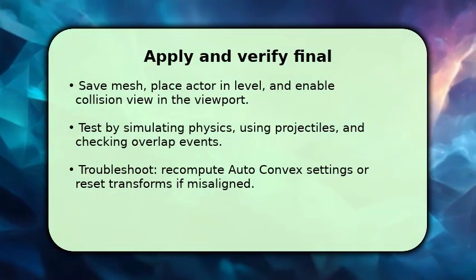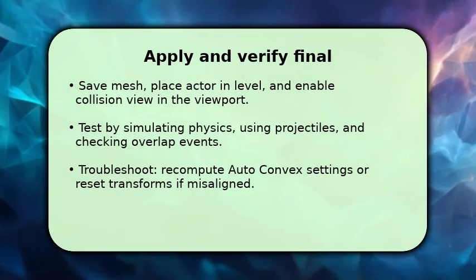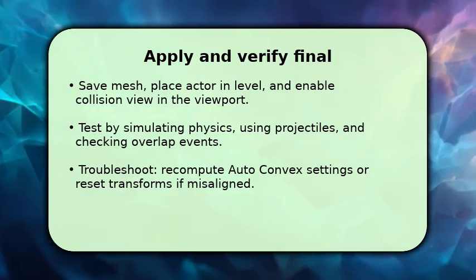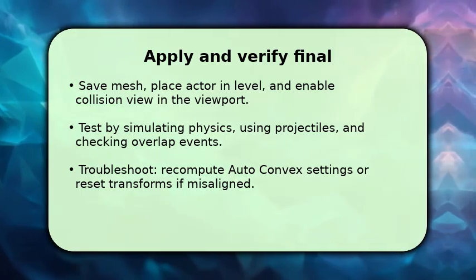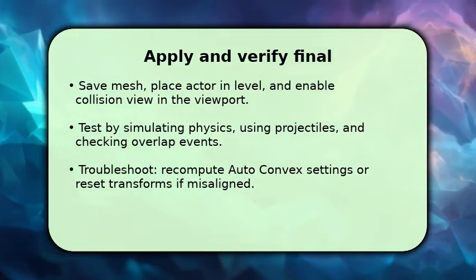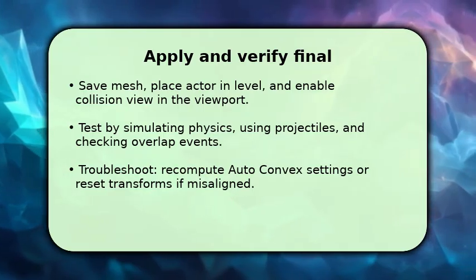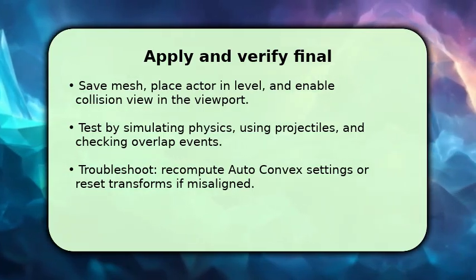Finish by saving the static mesh and placing the actor in your level. Make sure collision visualization is enabled in the main viewport so you can verify containment. Test interactions. Simulate physics, fire a projectile, and monitor overlap and hit events to confirm expected behavior.